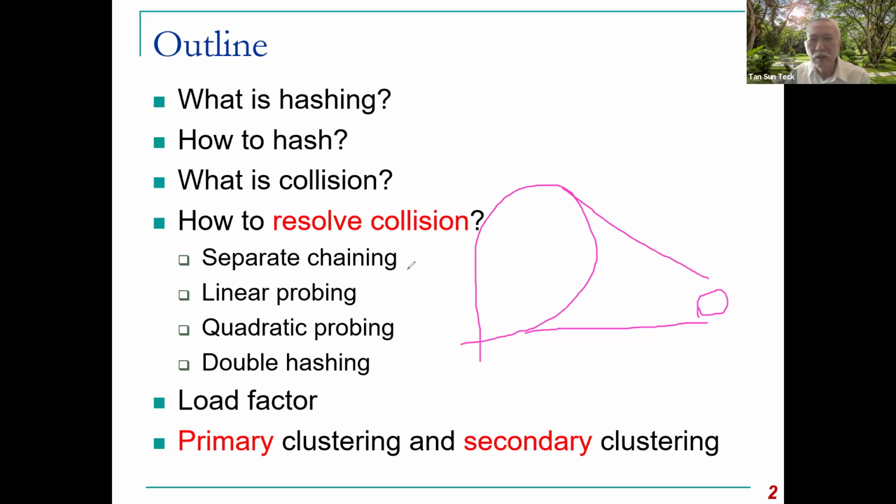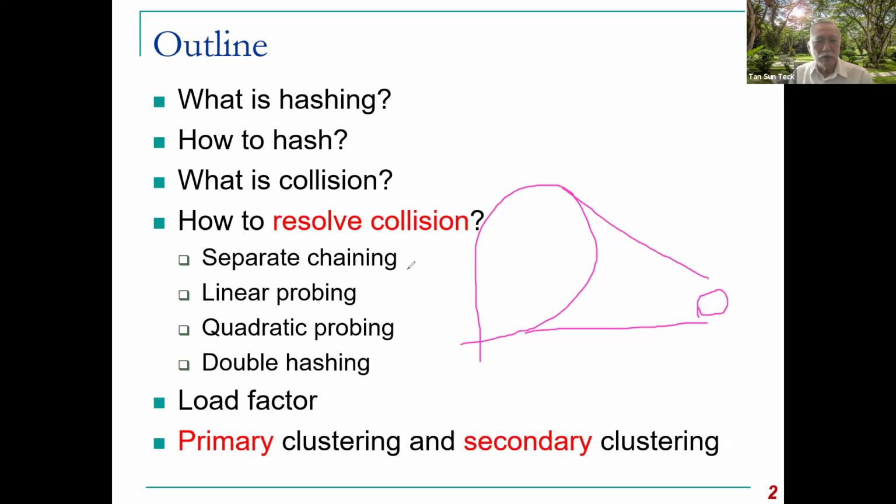And in these lectures, we will introduce 4 ways of doing that, namely separate chaining, linear probing, quadratic probing, and double hashing. And we also want to introduce this thing called load factor. In order for us to avoid collision, we need to know when the hash table is already too congested, and if you continue to hash into this table, you are going to have a lot of collision. So therefore, we need to rehash, and the load factor will help us to make that decision.